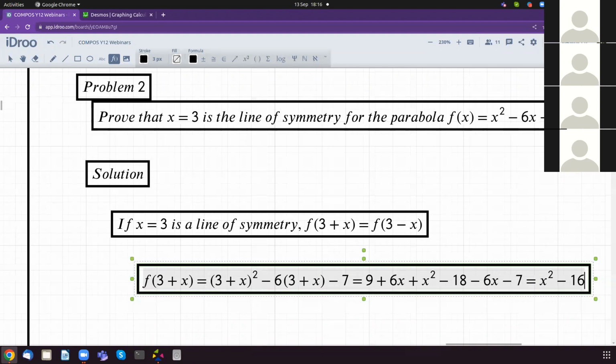Because what is your argument? You're saying it is a parabola and a parabola has a line of symmetry, but that's what you need to prove. So you can't use that. Would it not be 3 plus 3 squared as x equals 3? No, it's not x equals 3. x is not equal to 3. Instead of x, we put 3 plus x.